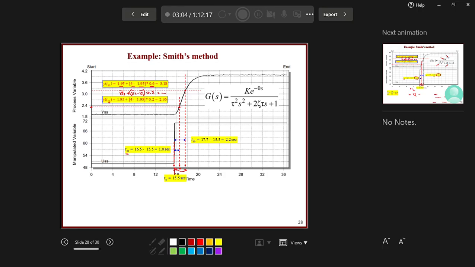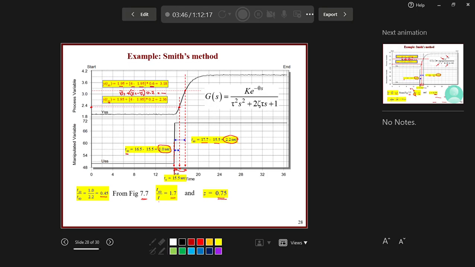So 17.7 minus 15.5. I found the T60 and the T20. Now I go back to the equations of the Smith method to calculate the values of tau and zeta. To do this, first I need to use the graph. To use the graph, I calculate the ratio T20 over T60. It is 0.45, and then from the graph I can get the values of tau and zeta. From figure 7.7 I can get T60 over tau as 1.7 and zeta as 0.75.